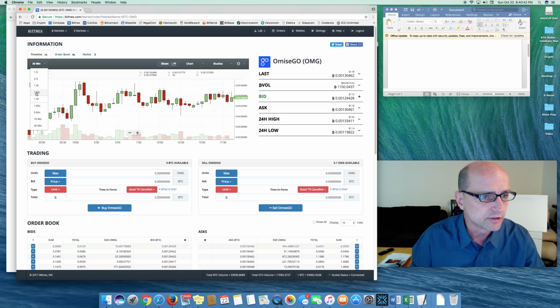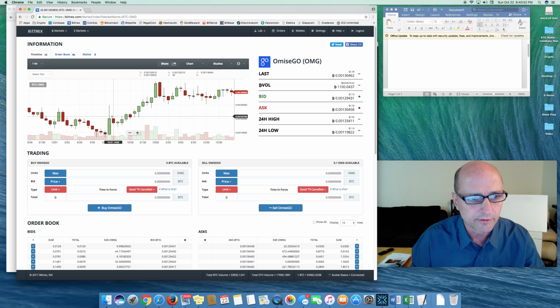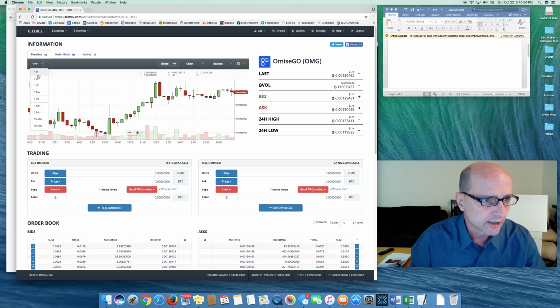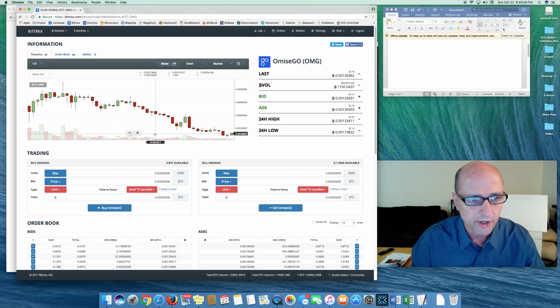I can change it to a 1-minute increment or a 1-hour increment. If I change it to 1 hour, it's going to look a little different. I can look back in history a little further by changing it to 1 day. So I can see that over the last roughly 20-30 days, this coin has gone down in value.